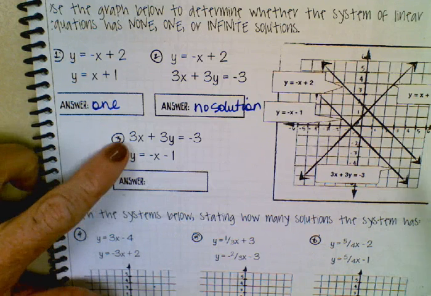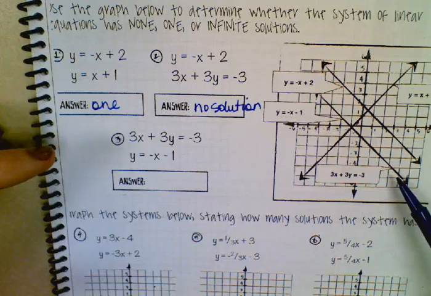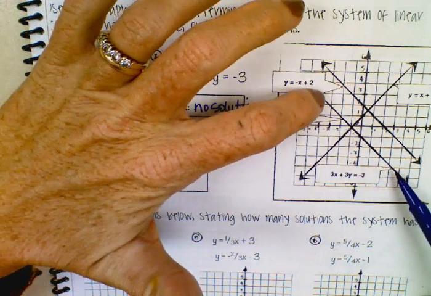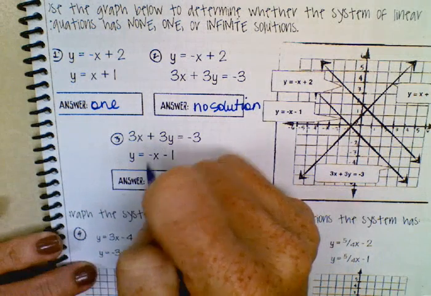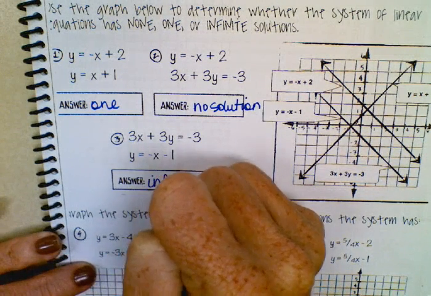Lastly, I have the 3x plus 3y equals negative 3 line and the y equals negative x minus 1 line. They are in fact the same line. They're pointing to the same line. So I have an infinite amount of solutions for that one.